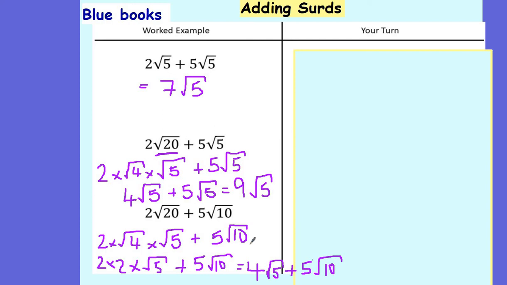Now this looks a little bit funny because you've got a square root of 5 and a square root of 10. It looks a bit unusual, but there are no square numbers that are a factor of 10, so this is fully simplified. You cannot simplify this any further.